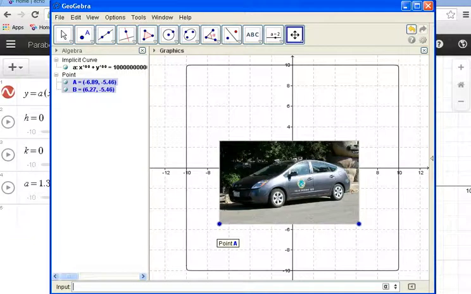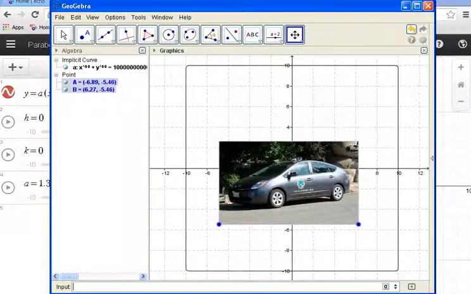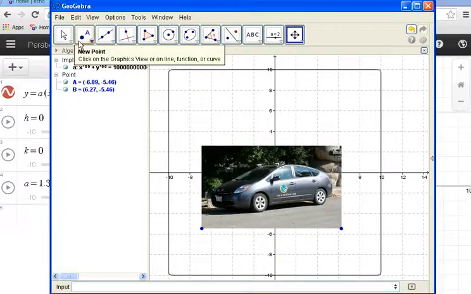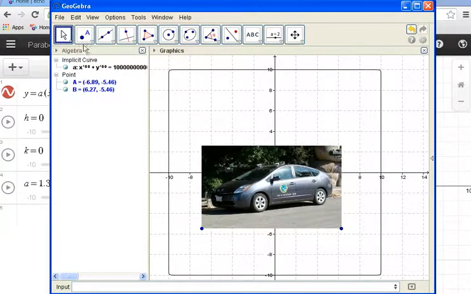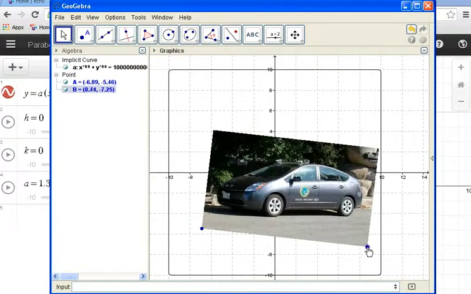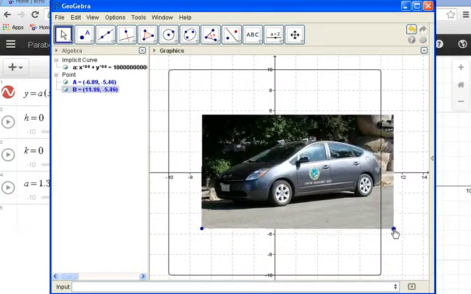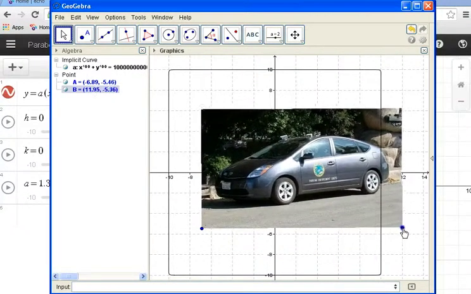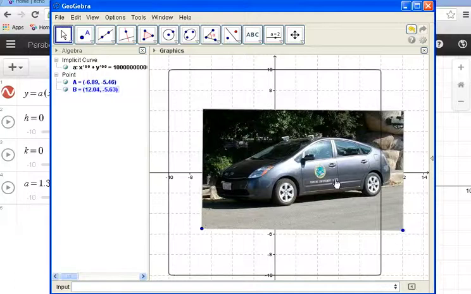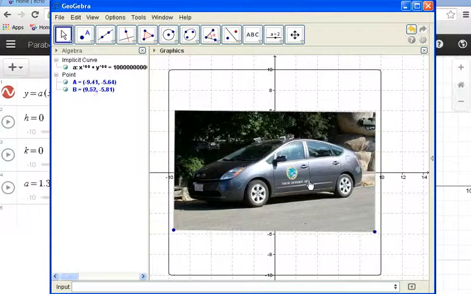So the way you make a picture bigger or smaller in GeoGebra is to grab these corners of it with the arrow tool up there, and you can also rotate it. I want it to be about as big as the picture is long, so I'm dropping it like that.